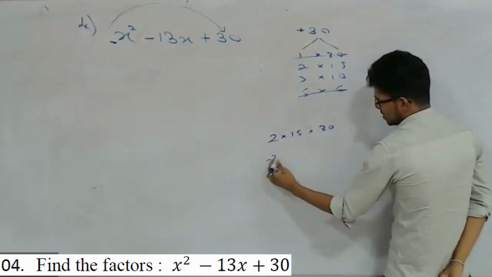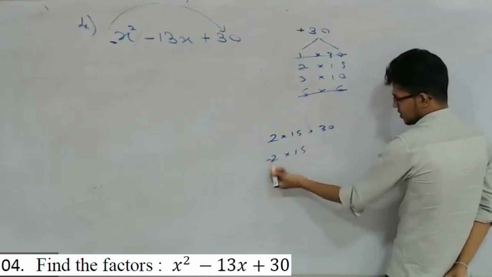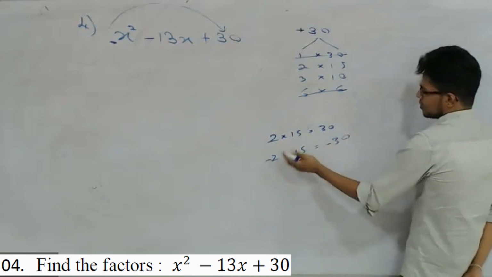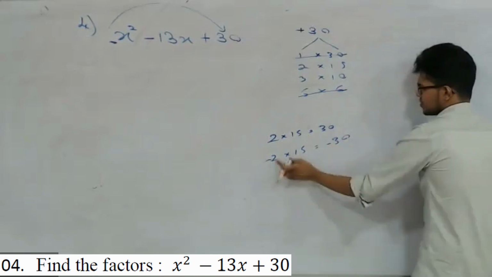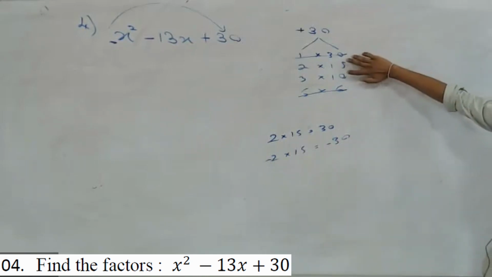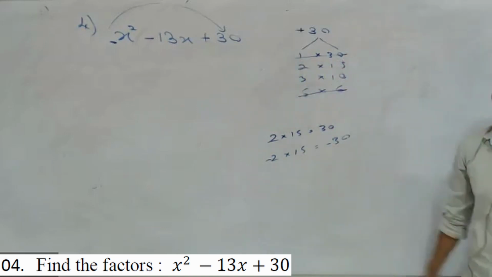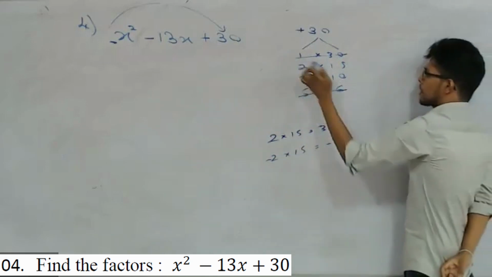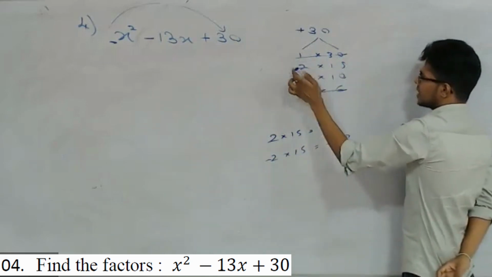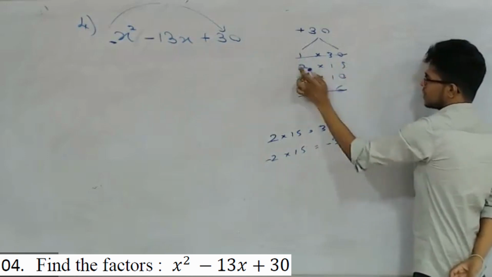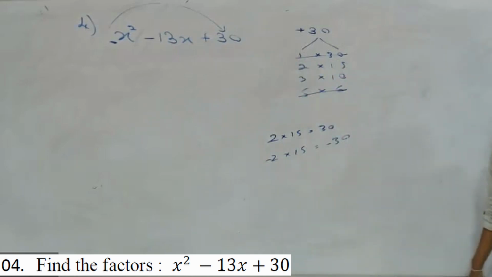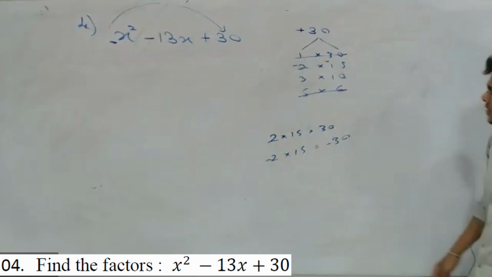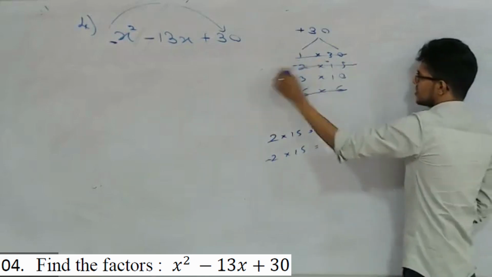But if you put minus 2 times 15, I mean, if one is negative and one is positive, then it will come minus 30. So always remember to check the sign. Both of these numbers have to be negative or positive, right? They cannot be different. So here, if both of them are positive, I cannot make 13, right? 15 and 2 will give me 17. If both of them are negative, again, it will be negative 17. I cannot make negative 13. So this one is also gone.